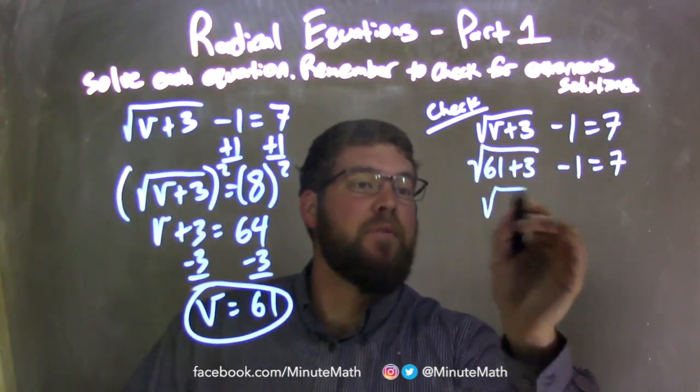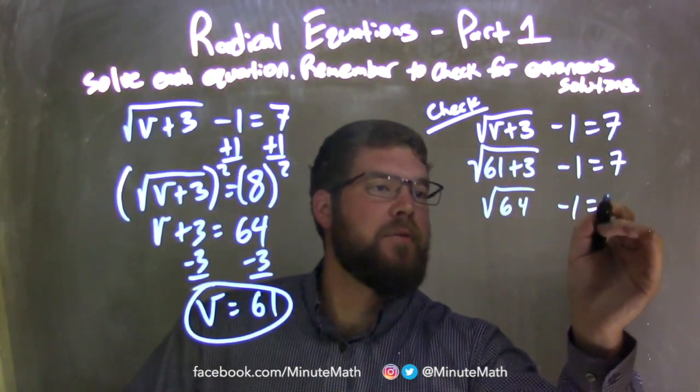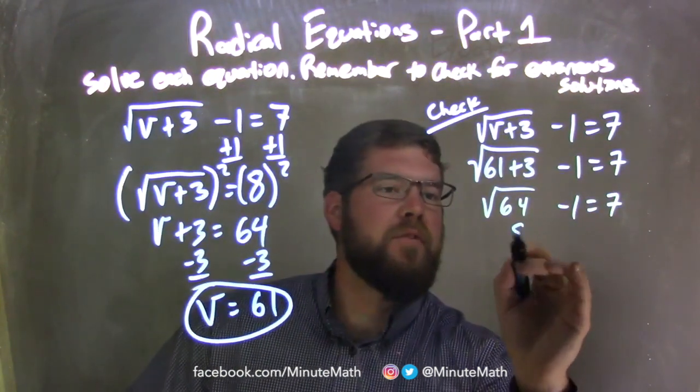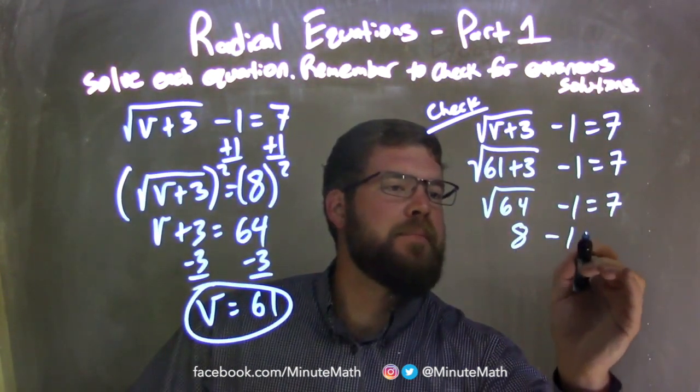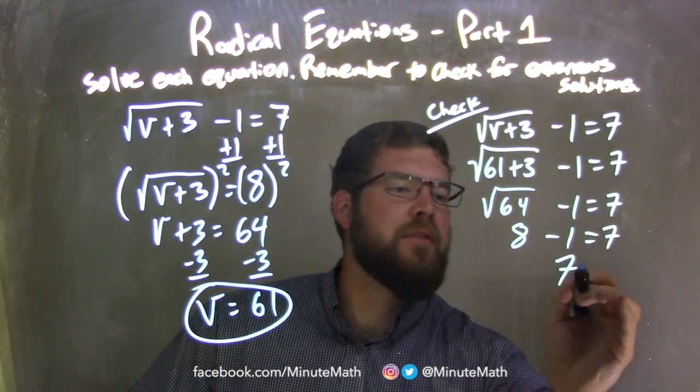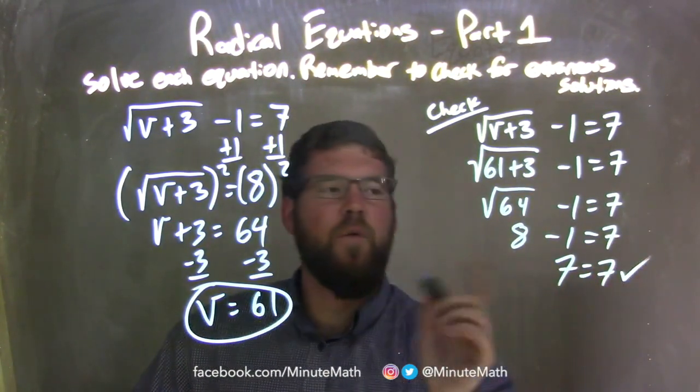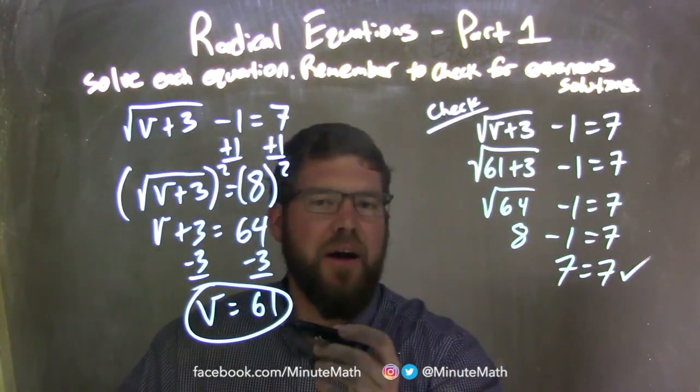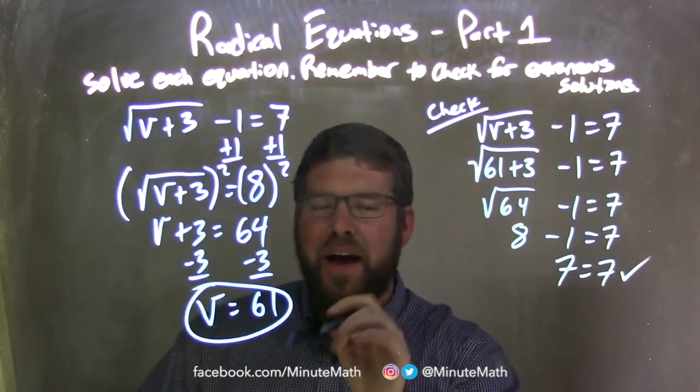61 plus 3 is 64. Square root of 64 is 8, right? Minus 1 equals 7. 8 minus 1 is 7. Left and right hand side are equal. Fantastic, that's great. So we're confident that b equals 61 is my final answer.